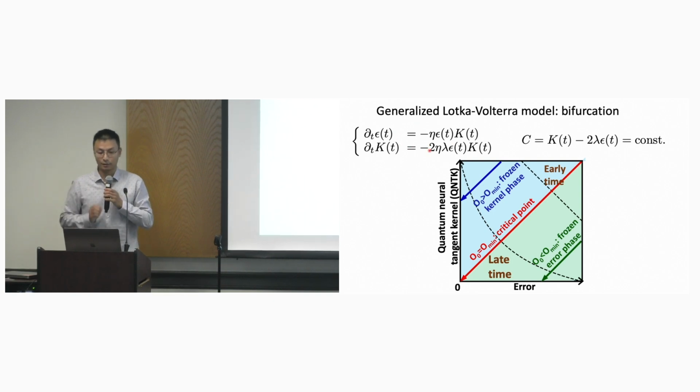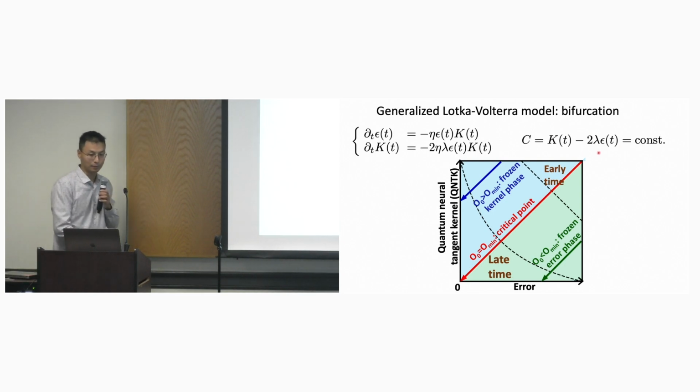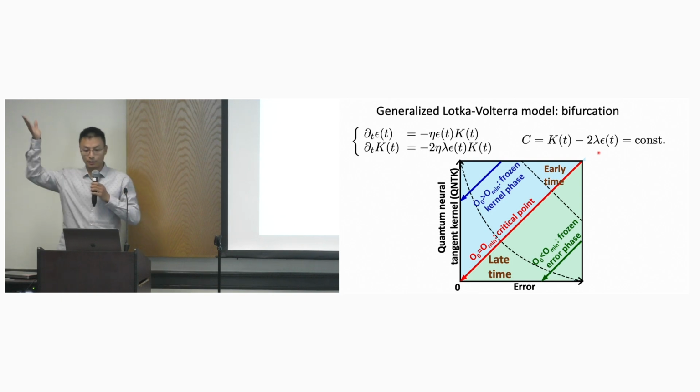Starting from early time, this equation can actually be solved exactly in the so-called single data case. Later on, we'll have more complicated equations that we don't know how to solve exactly, and can only solve perturbatively. In this case, luckily, you get conserved quantities throughout the evolution. The kernel minus lambda multiplied by the error is actually constant. So the trajectory of this time evolution on this kernel-error plot is going to be a straight line.